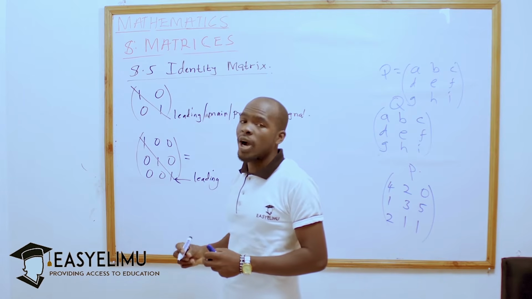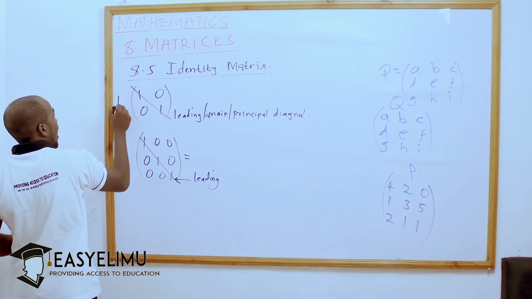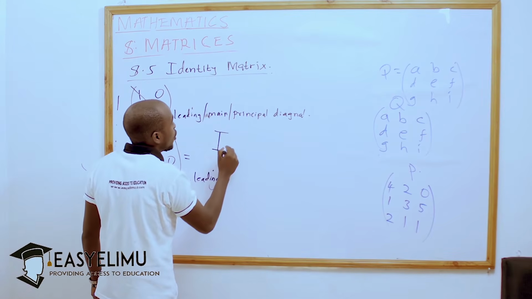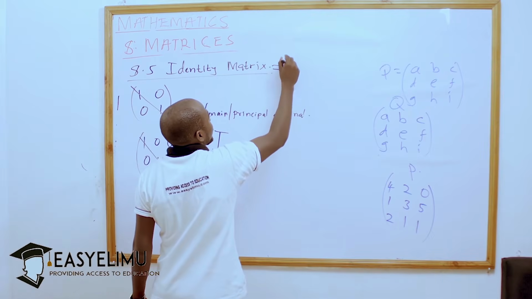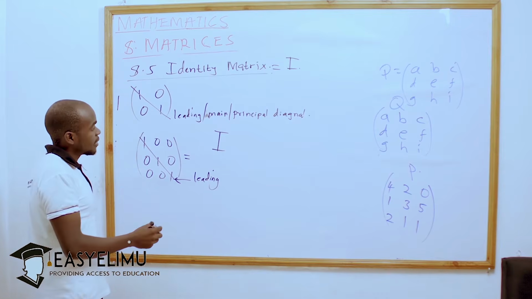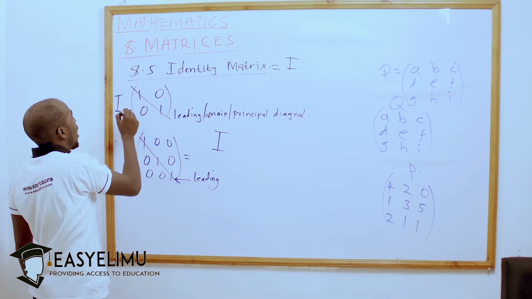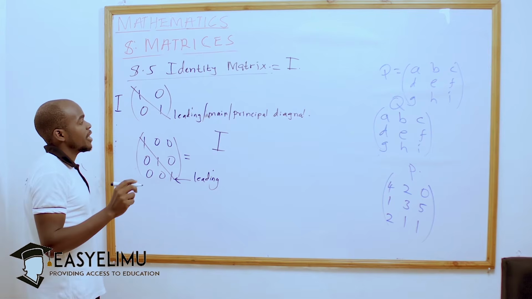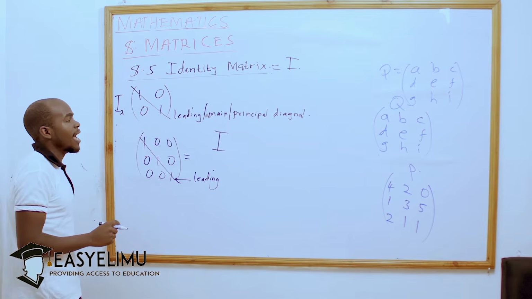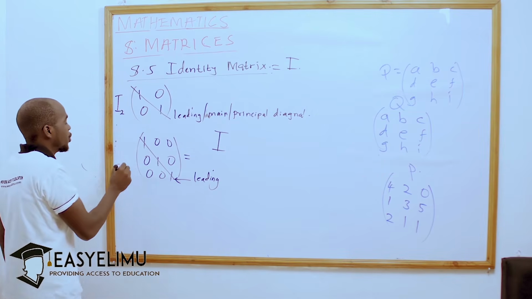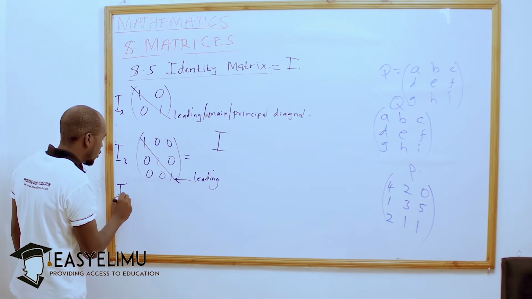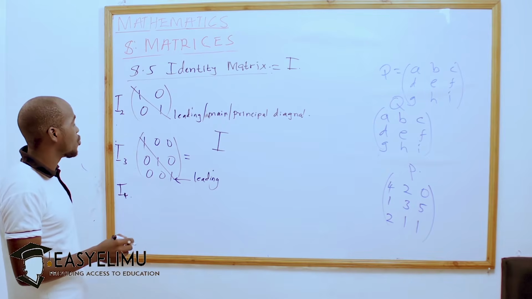So we have seen how it works, and this is an identity matrix and it is always denoted by letter I. So we can say identity matrix is denoted by letter I. And for an identity matrix, a square matrix of identity which is 2 by 2, it is written as I subscript 2. For 3 it is I subscript 3. For 4 it is I subscript 4. As you move on, that is how we write them.